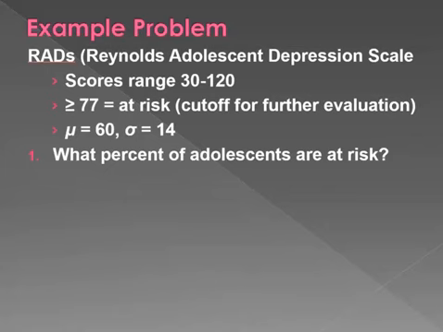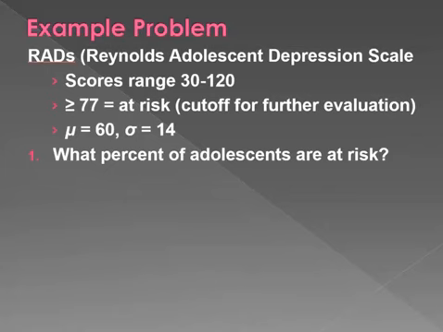Some of you might be familiar with this particular instrument here, the Reynolds Adolescent Depression Scale, or the RADS. It's a 30-question survey instrument, designed to assess depressive symptoms in adolescents aged 13 to 18. The scores on each of the 30 questions in this inventory range between 1 and 4. So when you sum up each participant's total score, you're going to get a range of 30 on the absolute lowest to 120 on the maximum.